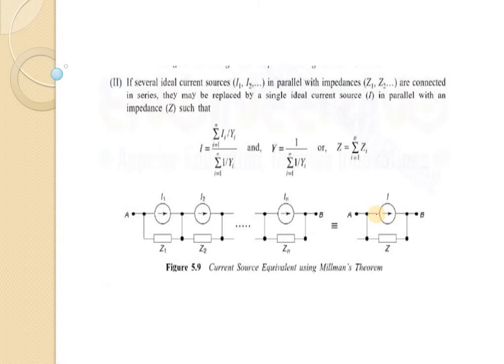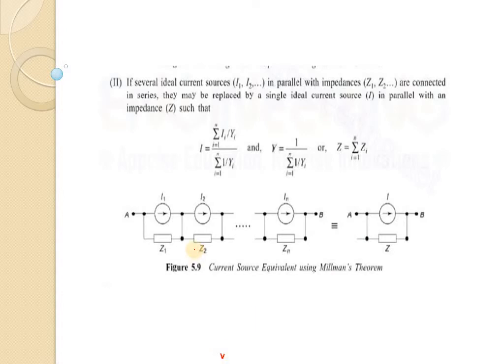Secondly, if several ideal current sources I1, I2, I3 are connected in parallel, and impedances Z1, Z2, Z3 are connected in series, they may also be replaced by a single ideal current source I in parallel with an impedance Z. Just the reverse of our voltage source with series resistance.